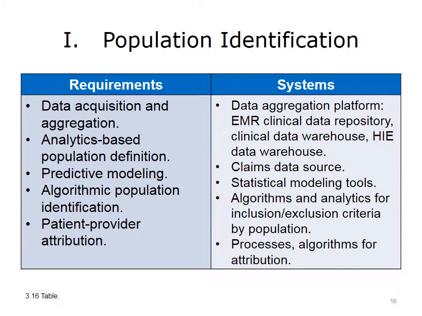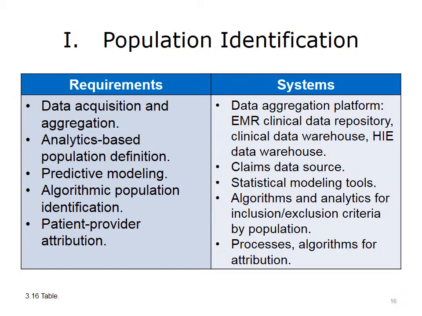Electronic medical records, a clinical data repository warehouse, or a health information exchange data warehouse. Maryland has the Chesapeake Regional Information System for Our Patients, CRISP, which is a health information exchange that provides access to hospital data regardless of where a person is in the state.